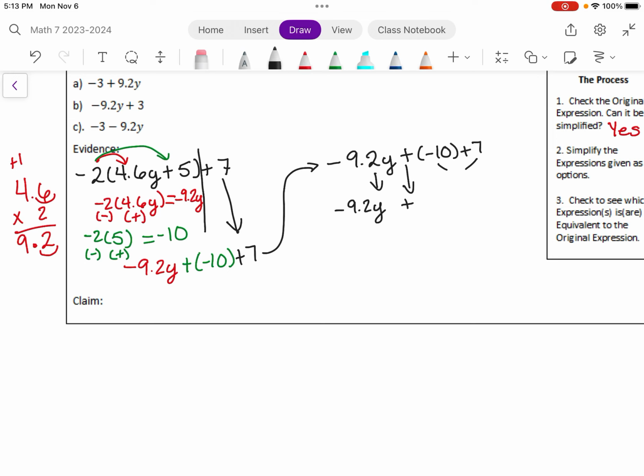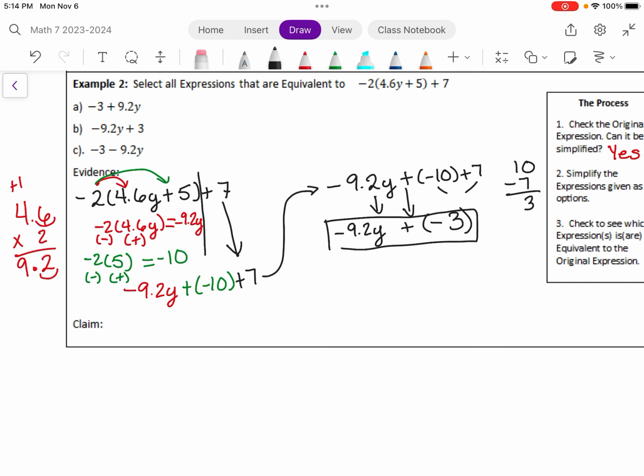I have a negative and a positive, which tells me I am going to subtract them. So 10 minus 7. 10 minus 7 is 3. So it's going to be a 3 there. And then I have to check what I have more of, my negatives or my positive. My 10 is a bigger number, which means my answer is going to be a negative. Okay, so now I have this as my expression.